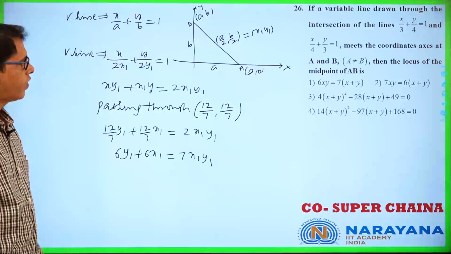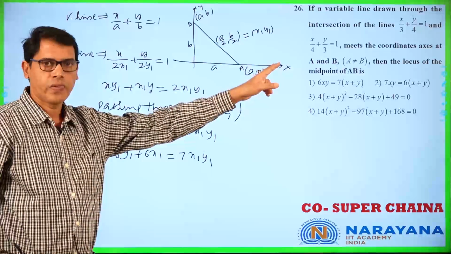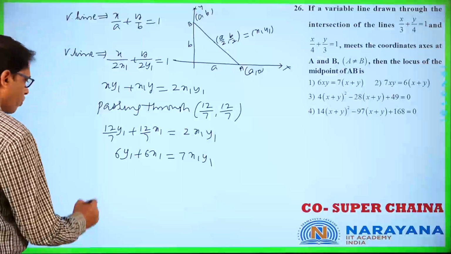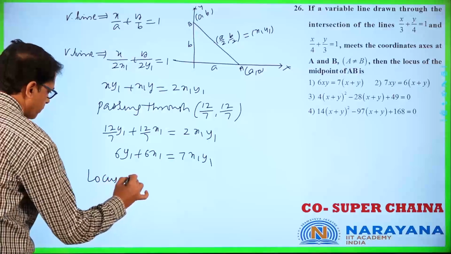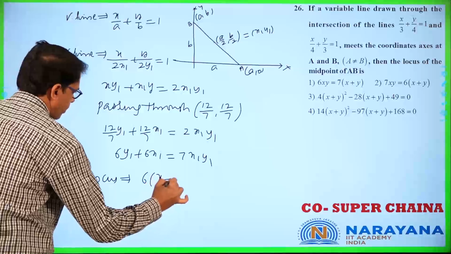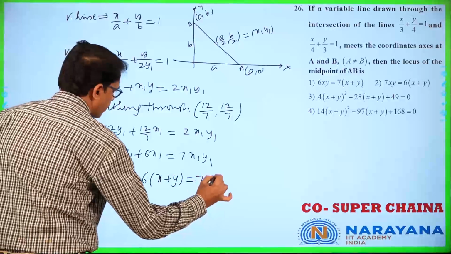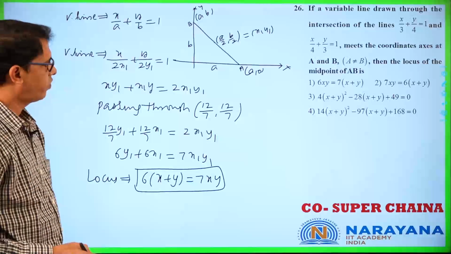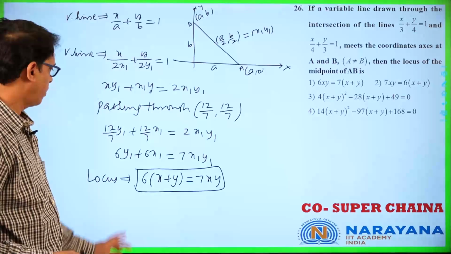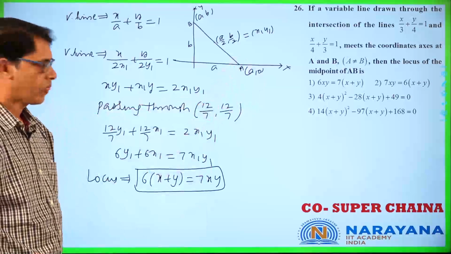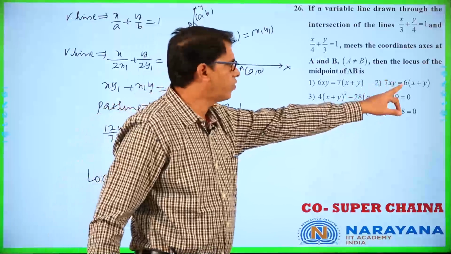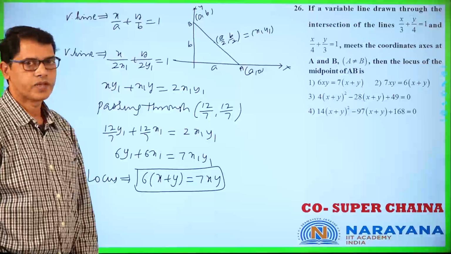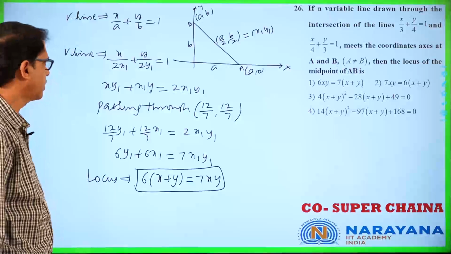Therefore here we are finding the locus for x1 y1. Replace x1 with x and y1 with y. Therefore the locus implies 6 into x plus y equals 7xy. The second option: 7xy equals 6 into x plus y is the locus. Okay. Next one.